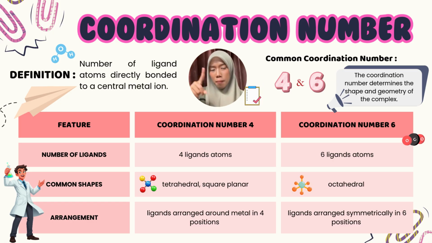Now, let's talk about the coordination number. As shown on the slide, the coordination number refers to the number of ligand atoms that are directly bonded to the central metal ion. Okay, as you can see here on the right side of the slide, the most common coordination numbers are 4 and 6. This is really important because we use the coordination number to determine the shape and geometry of the coordination complex.